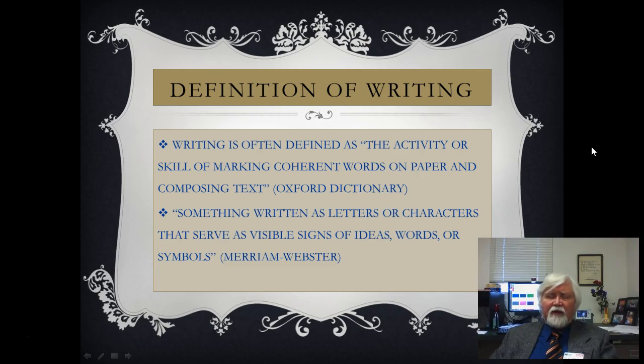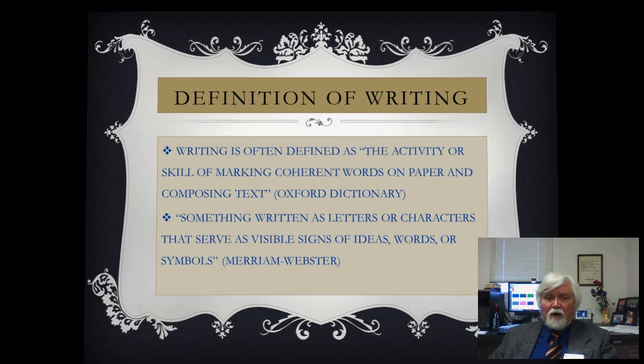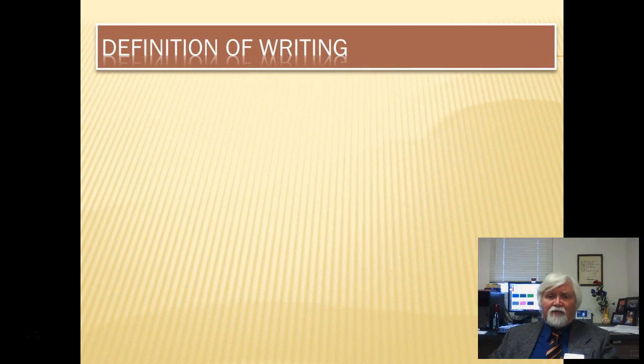Whenever you're looking at a dictionary and they define writing for you, they will call it the activity or skill of marking coherent words on paper. That's the Oxford Dictionary. Or something written as letters or characters that serve as visible signs, Merriam-Webster. Neither one of these really accomplishes what we need for our definition of writing, what you are expected to do for this course. Rather, a definition of writing is going to involve something that is much more extensive.